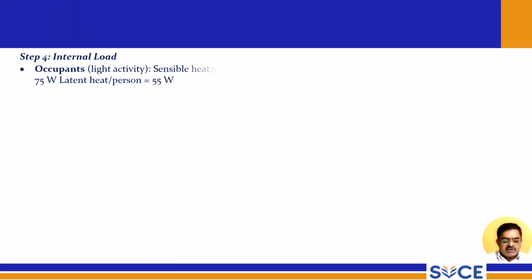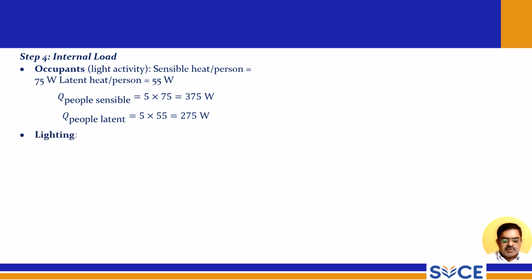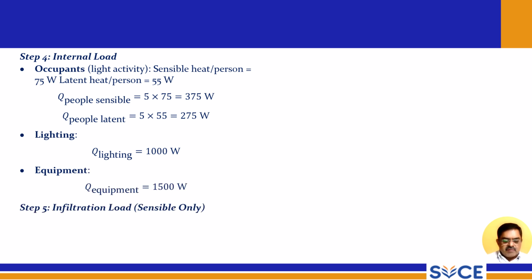Then step 4 is internal load. Occupants are also present, so it is light activity. Sensible heat per person equals 75 watt. Latent heat per person equals 55 watt. Q people sensible equals 5 into 75, equals 375 watts. Q people latent equals 5 into 55, 275 watt. Lighting, Q lighting equals 1000 watts, and equipment, Q equipment equals 1500 watts.